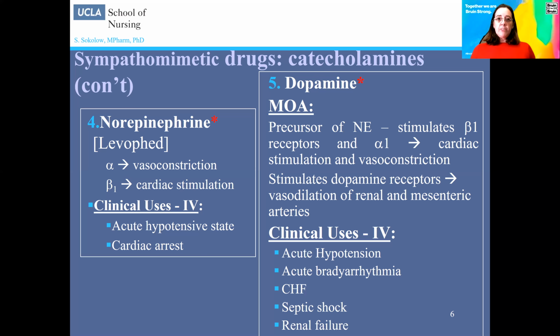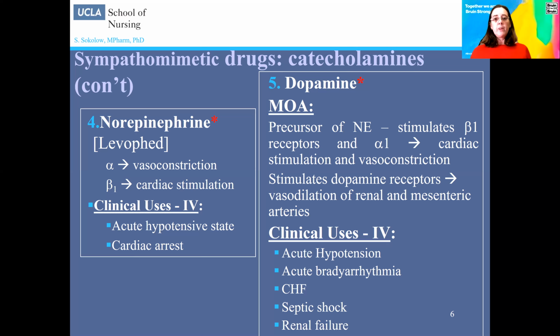Dopamine, if you remember in the synthesis of norepinephrine, dopamine is a precursor of norepinephrine. So it stimulates the beta 1 and alpha 1 and the dopaminergic receptor, of course. Alpha 1, beta 1, again, more specific to the cardiovascular system, so it causes cardiac stimulation and vasoconstriction. And because it stimulates the dopamine receptor, it will cause a vasodilation of the renal and mesenteric arteries.